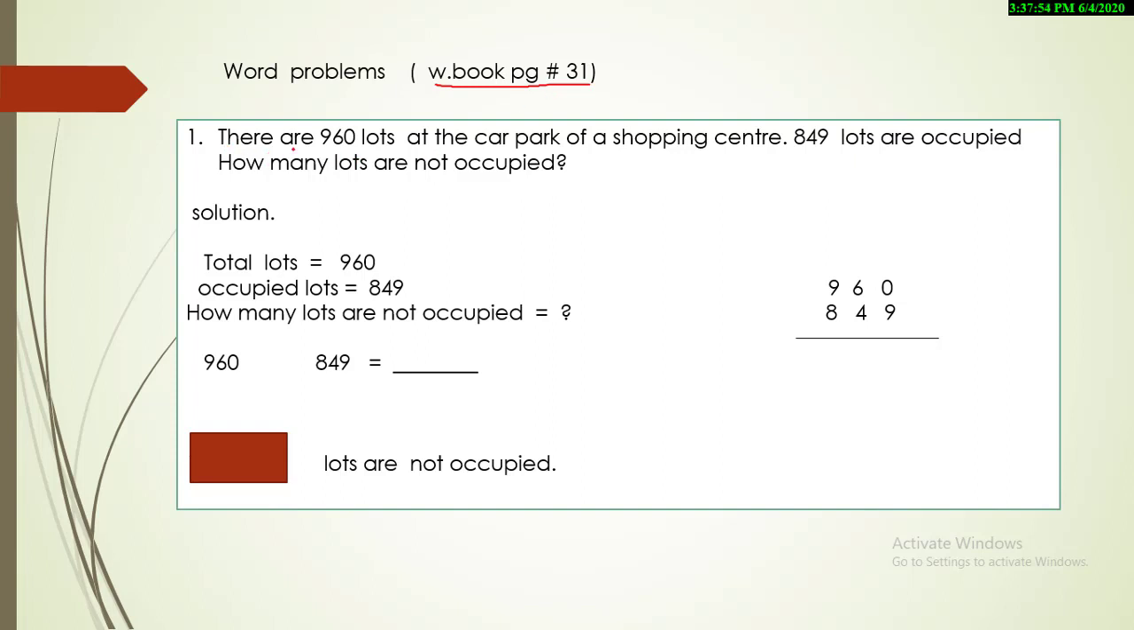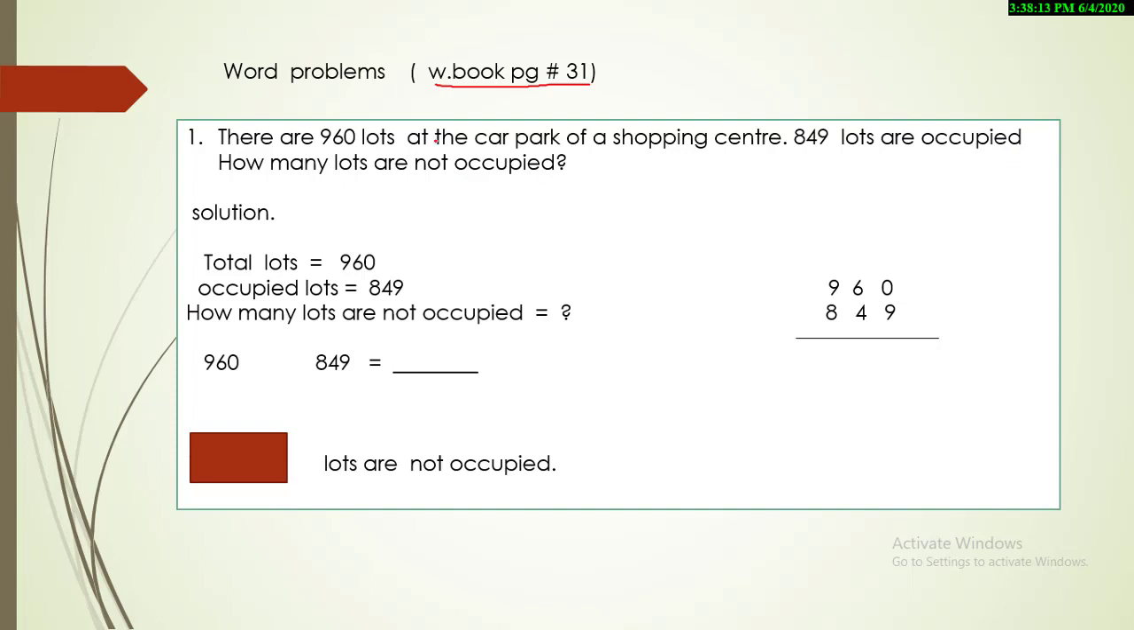There are 960 lots at the car park of a shopping center. What does it mean? 849 lots are occupied. How many lots are not occupied?